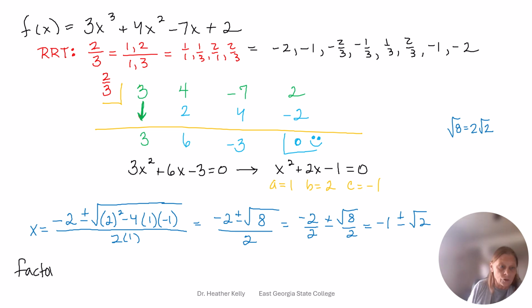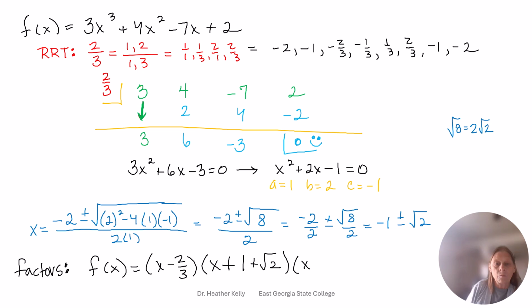So our factors are x minus 2/3, x minus a -1 plus the square root of 2, x minus a -1 minus the square root of 2. And then that could be cleaned up a little bit more if you were so inclined and you didn't like the fractions, but honestly, these numbers aren't very pretty, so you might as well go with the fractions.